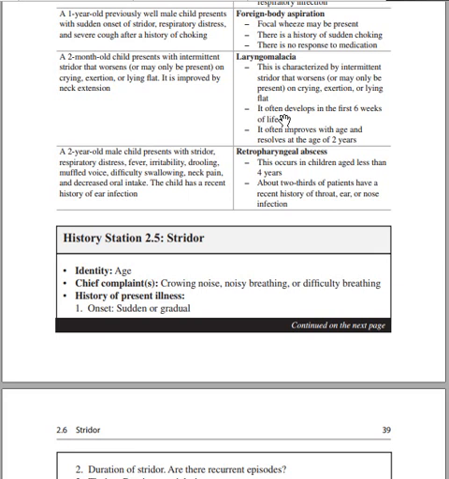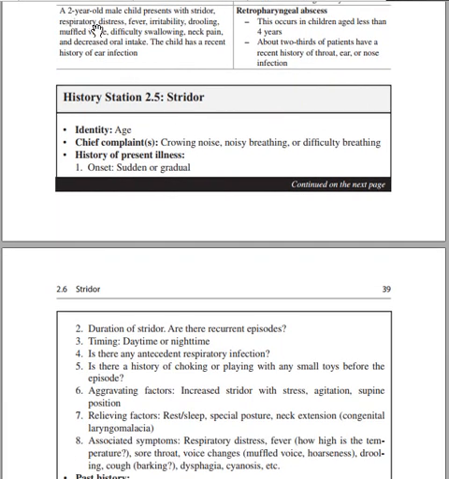Are you getting? It often develops in the first 6 weeks of life. It often improves and resolves by the age of 2 years. That's laryngomalacia, a small constriction inside the larynx. So you have a 2-year-old male that presents with stridor, respiratory distress, fever, irritability, drooling, spit still coming from the mouth. He has difficulty in swallowing, that shows drooling. Muffled voice, difficulty in swallowing, neck pain, and decreased oral intake. You can think of a retropharyngeal abscess. This occurs in children less than 4 years.